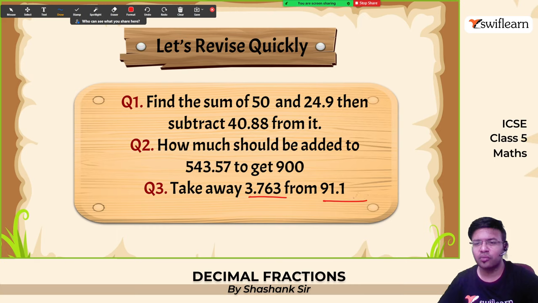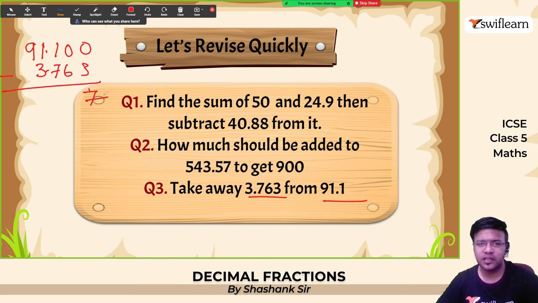Take away this from 91.11. 91.100 minus 3.763. Subtract it. 0 minus 3, we borrow 1, so 10 minus 3 is 7. We borrowed 1 again, so 11 minus 8 is 3. We borrowed 1 again, 11 minus 4 is 7. And 9 minus 1 is 8. So this is the answer.